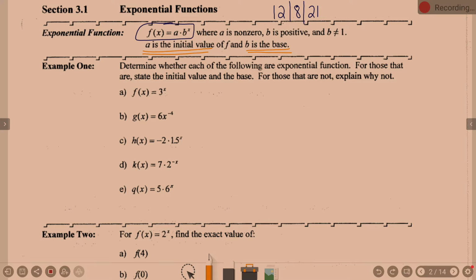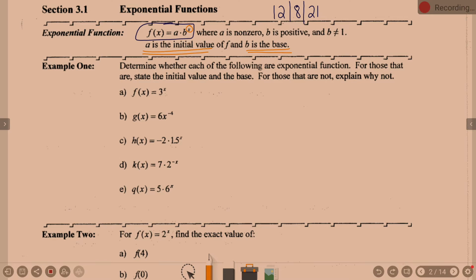Key characteristic to identifying an exponential function: if it's an exponential function, where does x have to be? X has to be in the exponent. If x is not in the exponent, it's not an exponential function. So just keep that in mind when we talk about exponential functions.